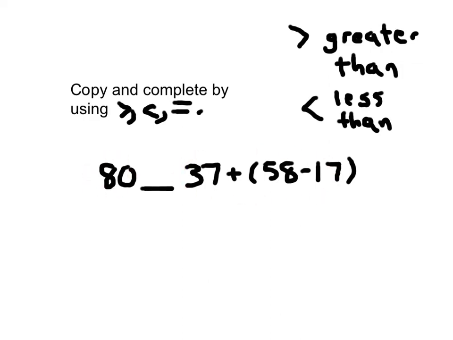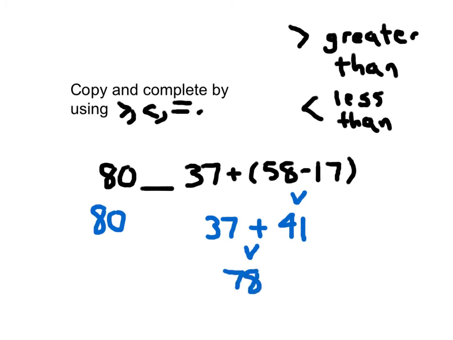So what we will do is evaluate or simplify each of those sides. 80 is just 80 already. 58 minus 17 is 41. And we're adding 41 with 37. So we must show our work to show whether it's greater than, less than, or equal. 37 plus 41 is 78. So 80 is greater than 78.